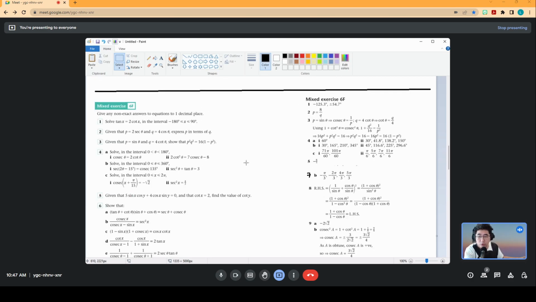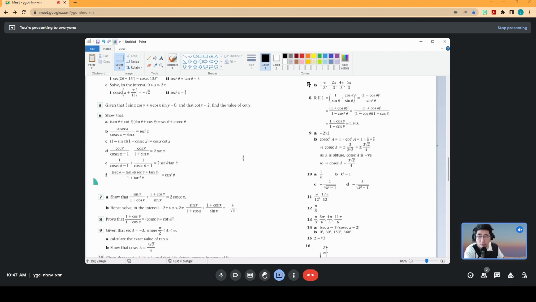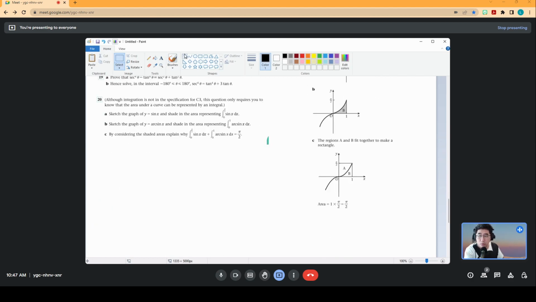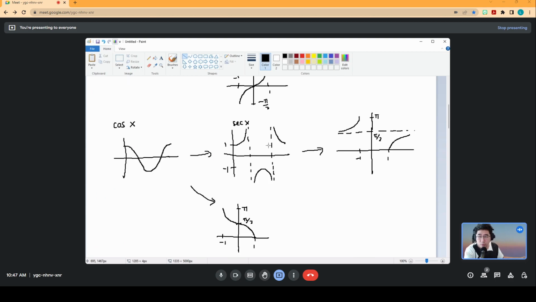So these are the questions related to the graph. With your understanding, you just need to get used to the equations and formulas. And with this we wrap up the trigo topic for chapter 3.